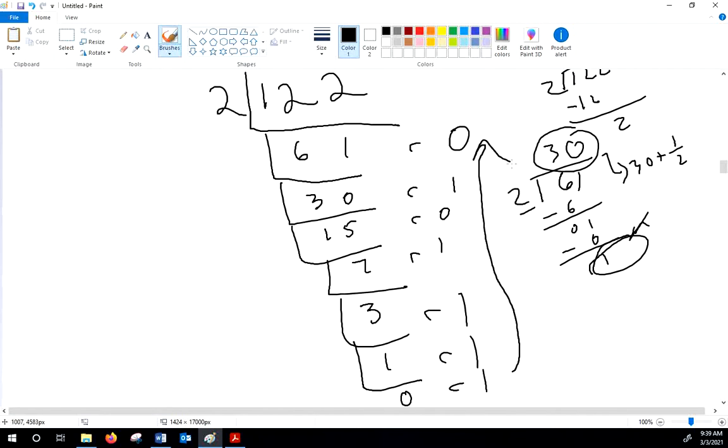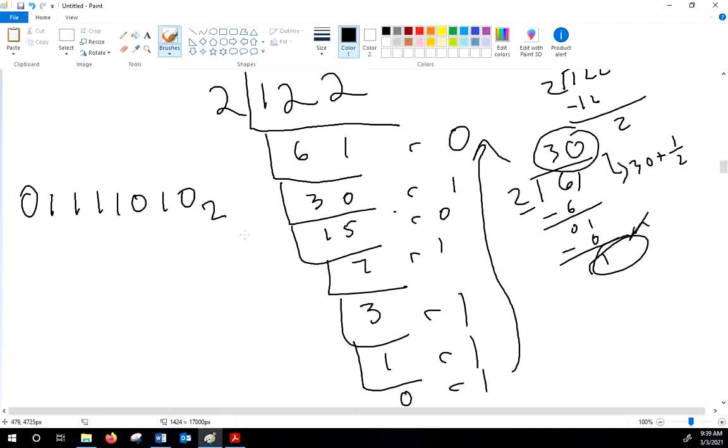This number is binary. Written from bottom to top, that's 122 in binary: 1, 1, 1, 1, 0, 1, 0. If I want to make it 8-bit, I need a leading 0. This number is 122 in an 8-bit number written using a byte. So you simply repeatedly divide by 2 and write the remainders from the bottom up.